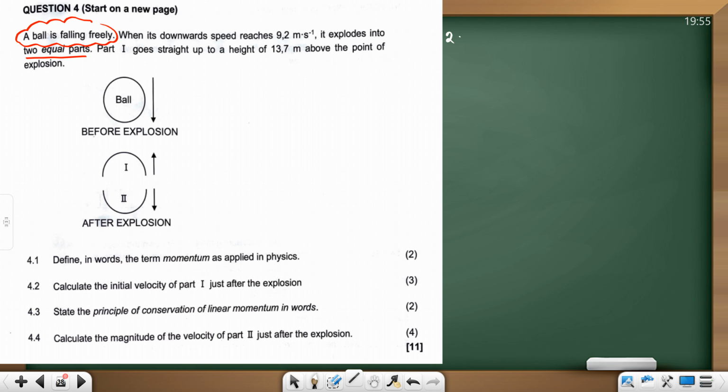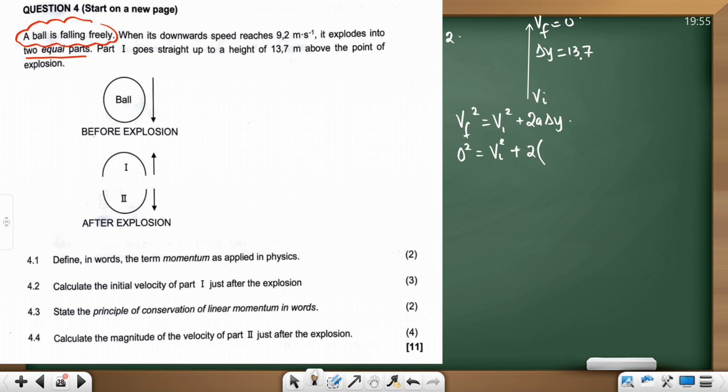Now, we were told after explosion, it actually goes back up and reaches a height of 13,7. It means the final velocity there is what? 0. We do not know its initial. It's a free fall. Okay? So can we use our free fall equation? Vf squared equals Vi squared plus 2a delta y. Final velocity is 0. I do not know the initial.